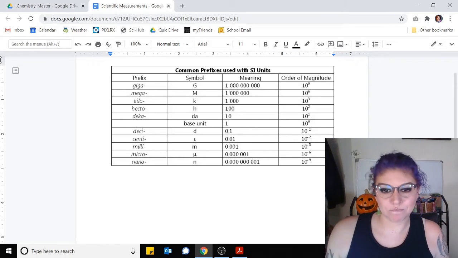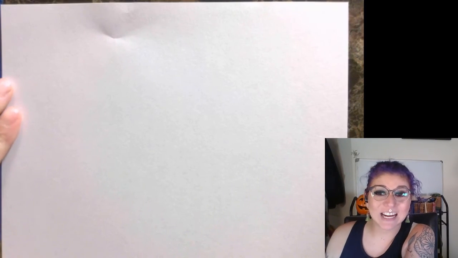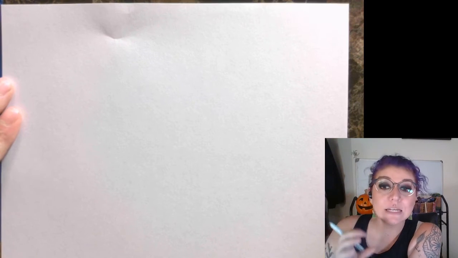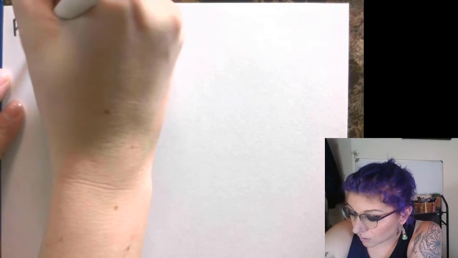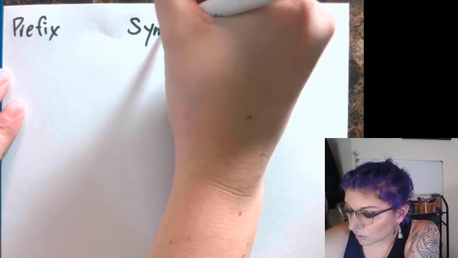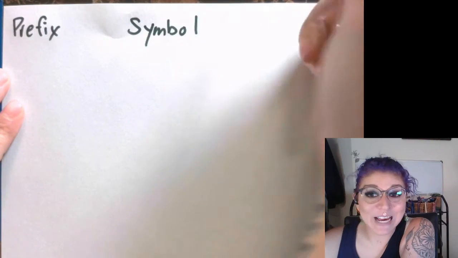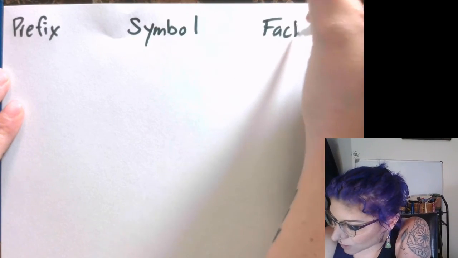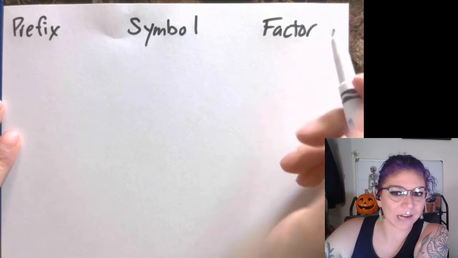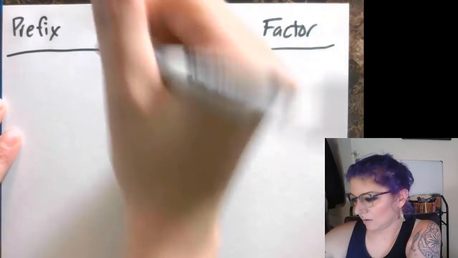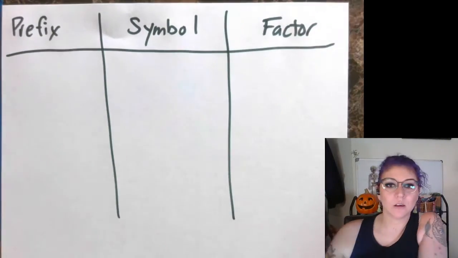Let's write out a table of the 3 most common prefixes you will encounter in this class. You need to know these. You need to know how to use them. You need to know the symbol. Know this table. So we have the prefix, the symbol, because we don't like writing out the whole word every time, and we have the factor. By factor, I mean the bigness or smallness, the magnitude.